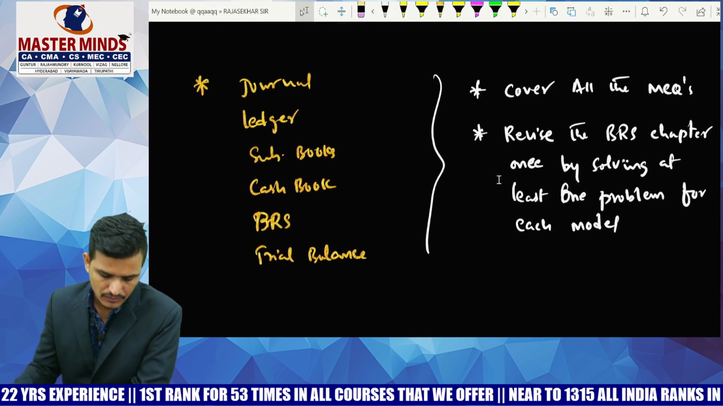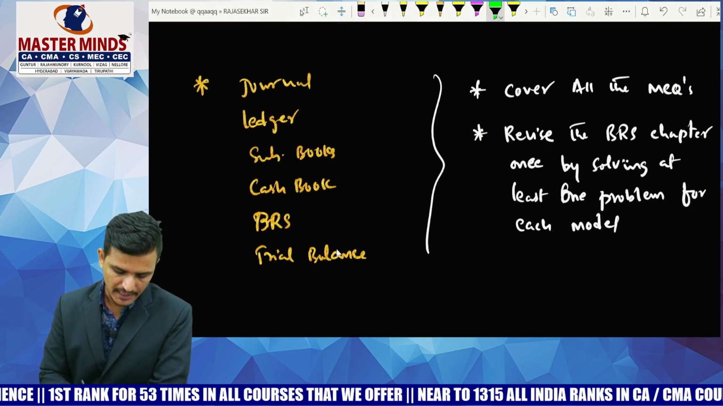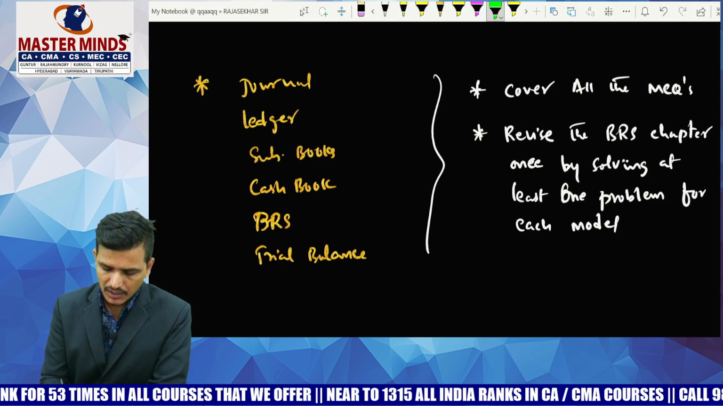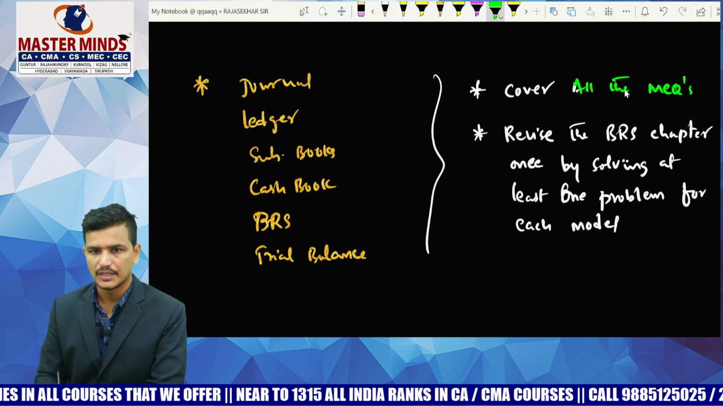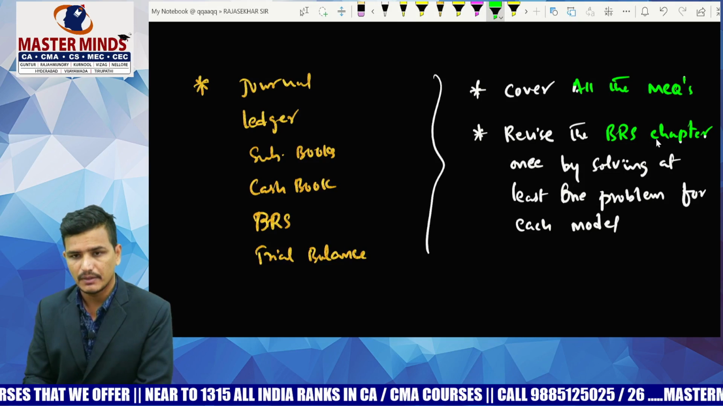And next, the foundation related areas like journal, ledger, subsidiary books, cash book, BRS and trial balance. You can simply skip all these chapters. But what you are required to cover is all the MCQs given in our MCQ material. Also, the BRS chapter is one of the important chapters, and a question will be tested.